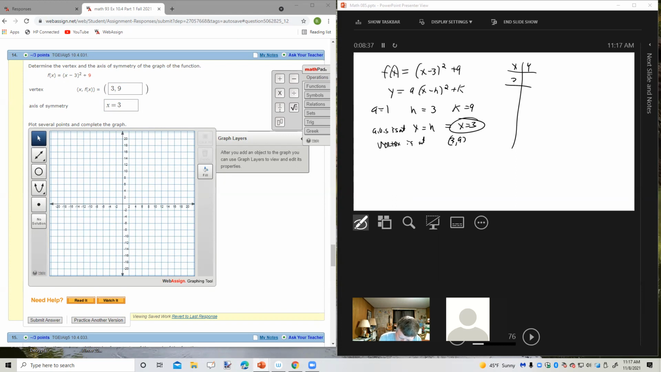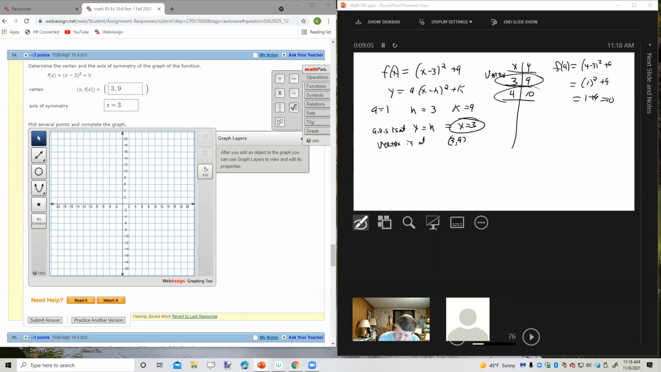I know the vertex is at (3, 9). So I'm going to pick another value. How about just one integer next to it? How about 4, comma, something? Okay, so I'm going to find f(4). And that's going to be (4 minus 3) quantity squared plus 9, which is 1 squared plus 9, which is 1 plus 9, which is 10. So this is the vertex.